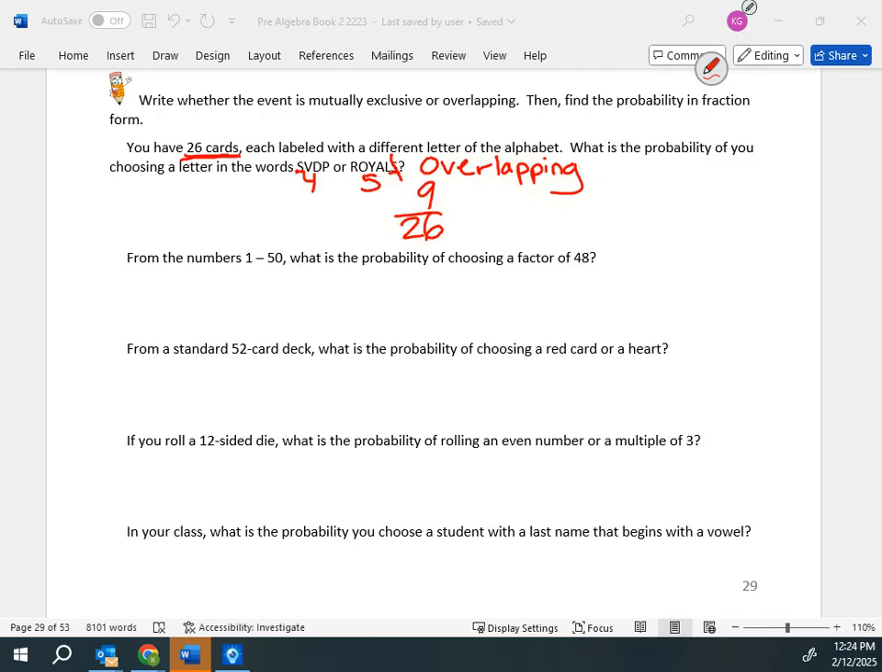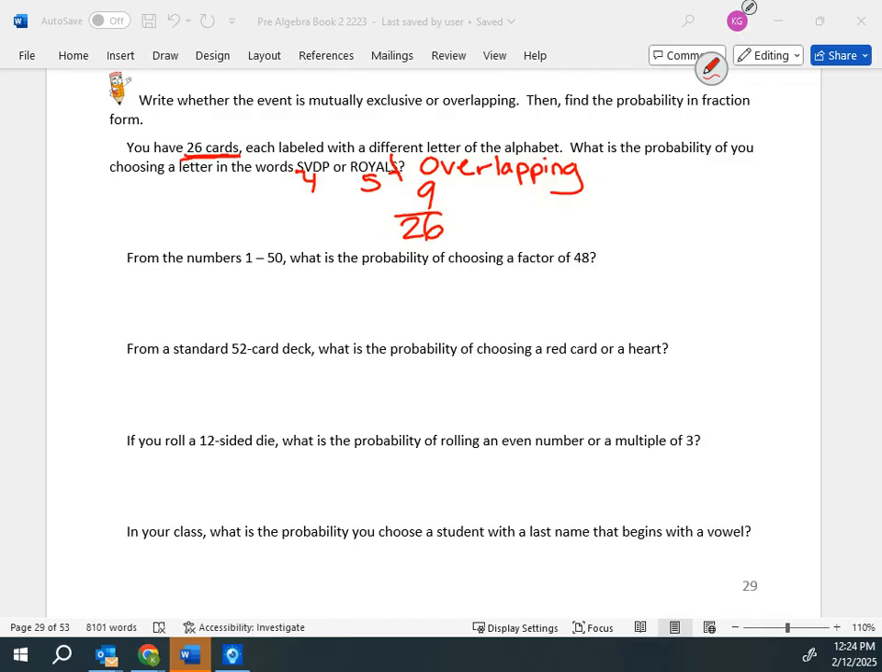Just like with the odd and the prime, we had to list stuff out. For some of these, you're going to have to list things out to see if it's mutually exclusive or if there's an overlap. So think about from the numbers 1 to 50, what is the probability of choosing a factor of 48? What do you think you're going to have to list out? Factors of 48, right? Don't miss any of them. List them all, otherwise your probability is going to get messed up.